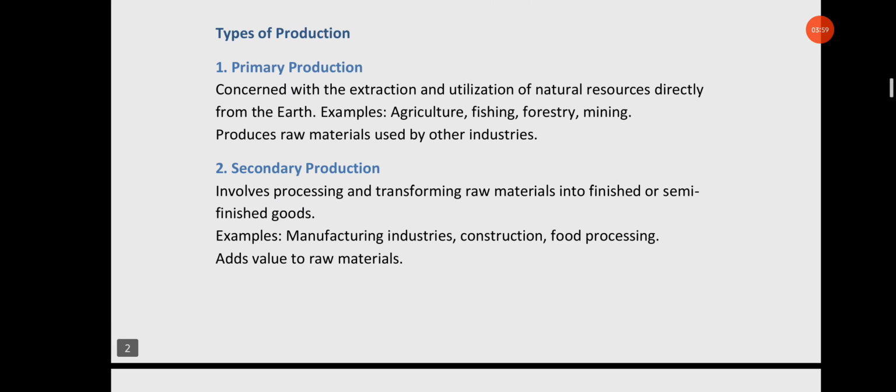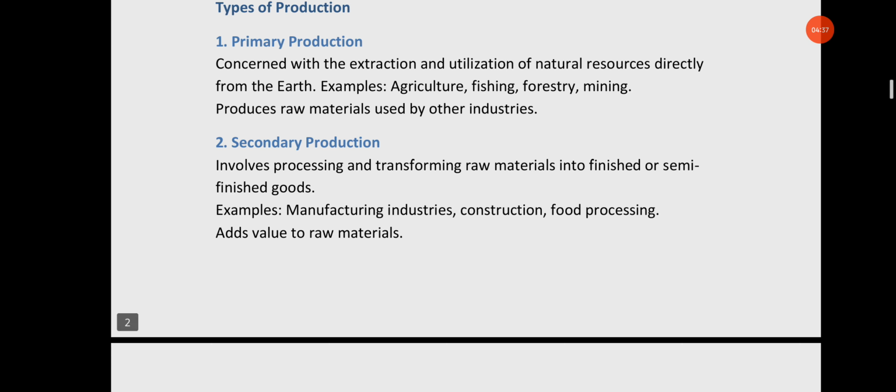Types of production. Number one is primary production, concerned with the extraction and utilization of natural resources directly from the earth. For example, agriculture, fishing, forestry, mining produce raw materials used by other industries. Number two, secondary production, involves processing and transforming raw materials into finished or semi-finished goods. For example, manufacturing industries, construction, food processing add value to raw materials.